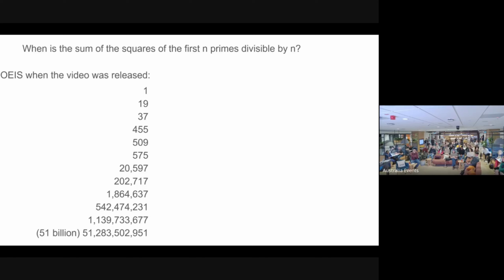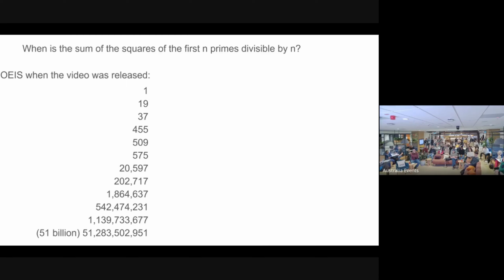Now, when Matt Parker released that video, you might think that this would be a fairly common thing to happen. But actually, when he released the video, there's only 12 known solutions. And they get pretty big pretty quickly. I mean, he'd said that 19 is a solution, and he was challenging high school students to find the next one, which is 37, which you can pretty easily do in like an Excel spreadsheet or even on a calculator, perhaps. But when it was released, there's only like 12 there. And the biggest one is 51 billion. That's not that large for a computer.